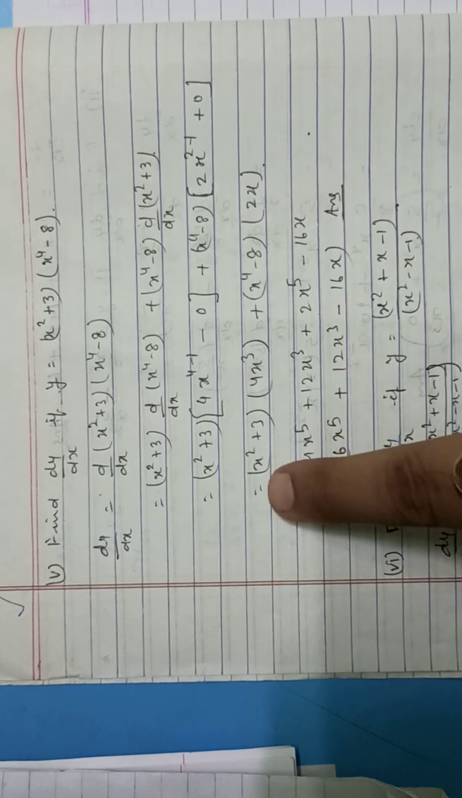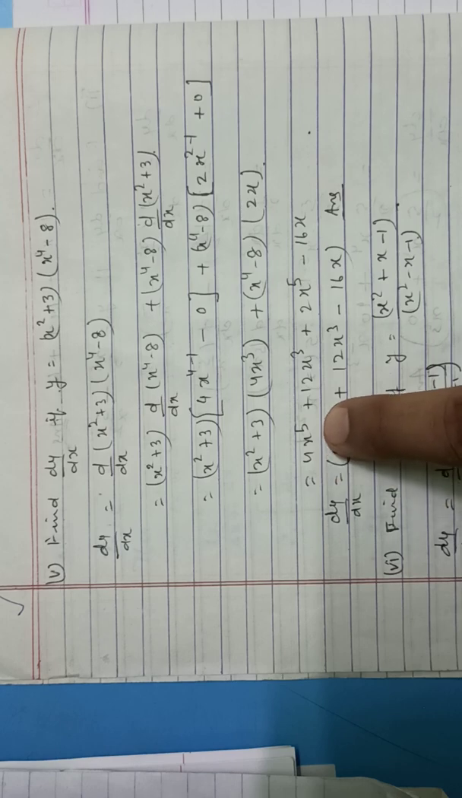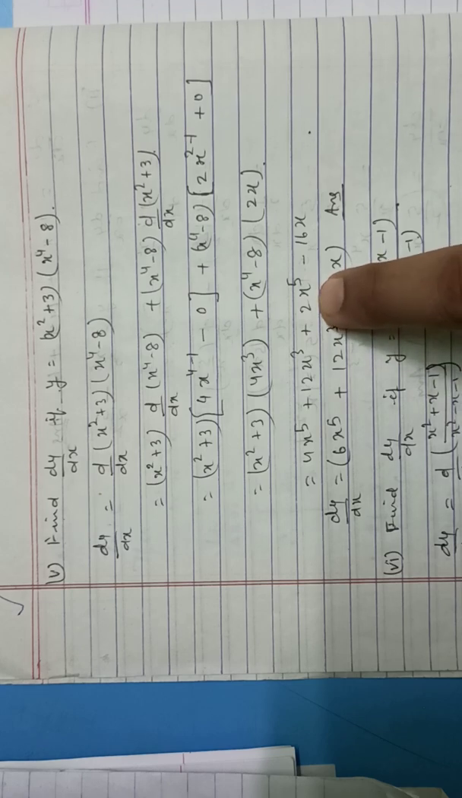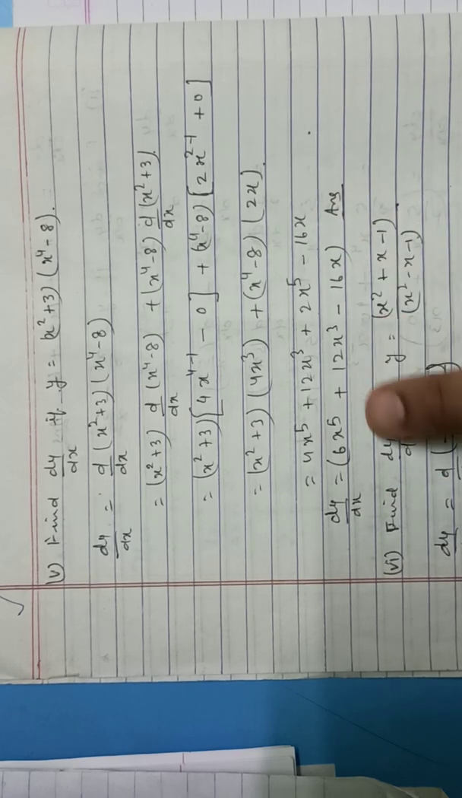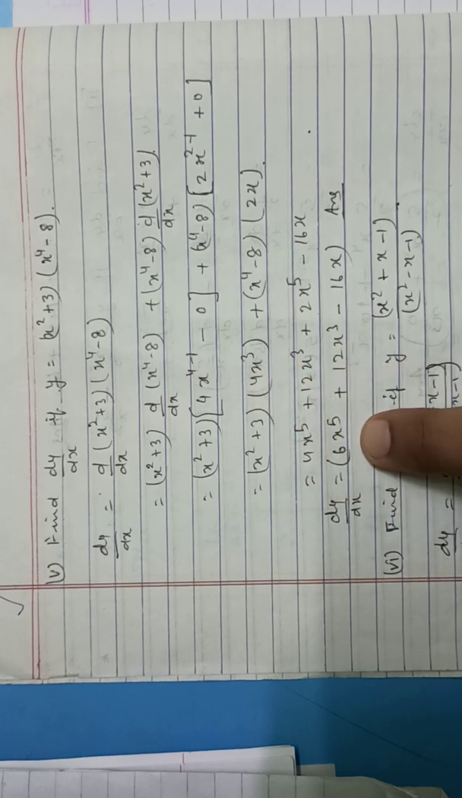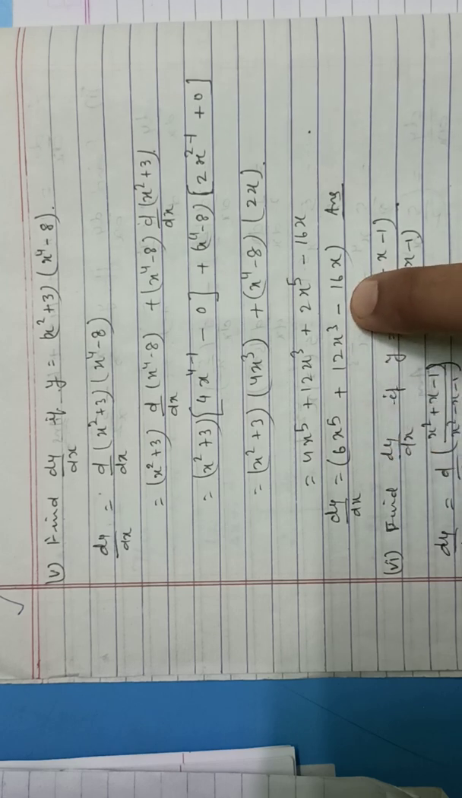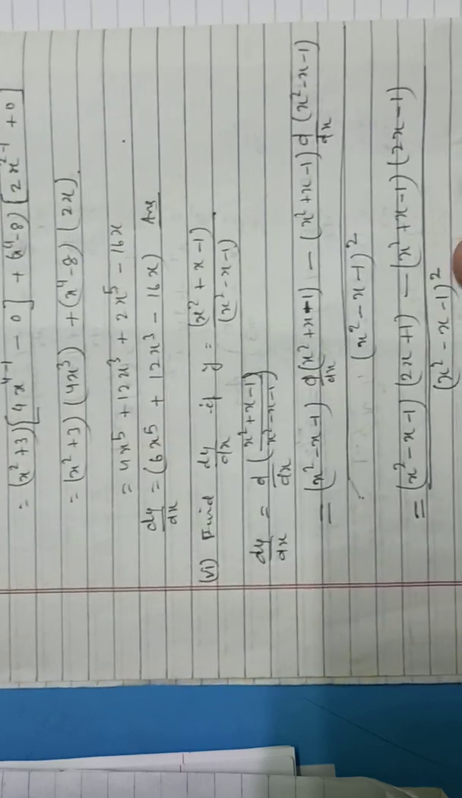Is it clear? Now we multiply and solve it, and we get 4x to the power 5 plus 12x cube plus 2x to the power 5 minus 8 into 2x, which is equal to 16x. By solving we get 2x to the power 5 plus 4x to the power 5, which is 6x to the power 5, plus 12x cube minus 16x. It is your answer.